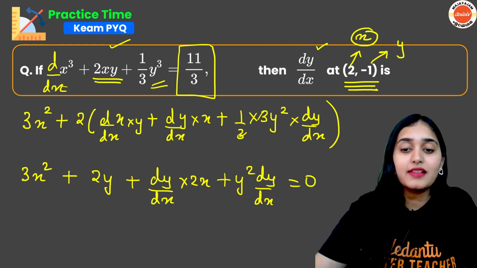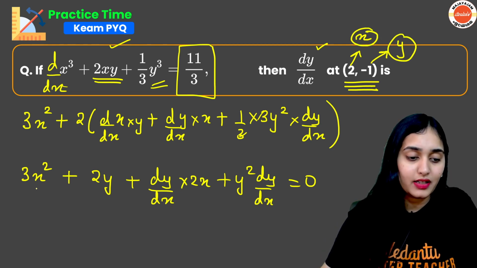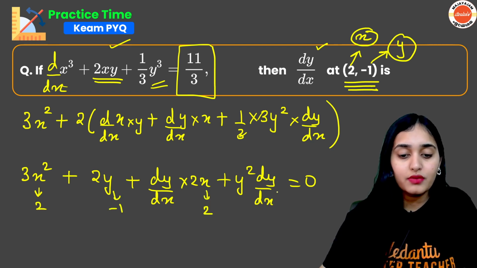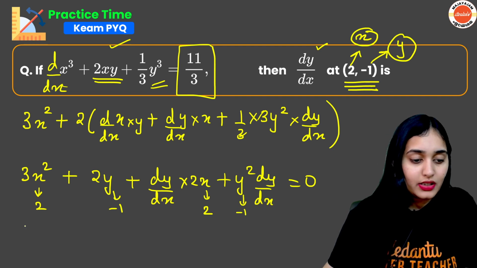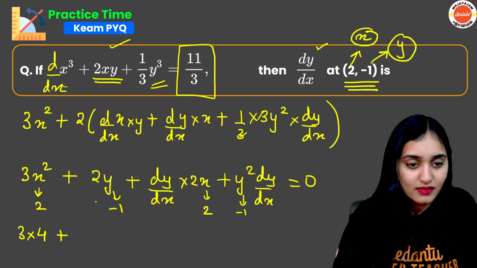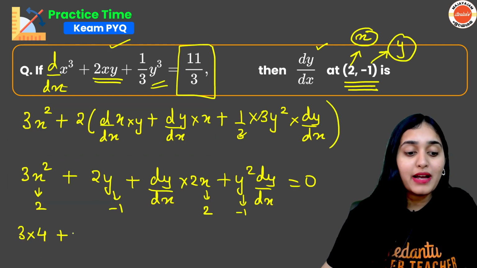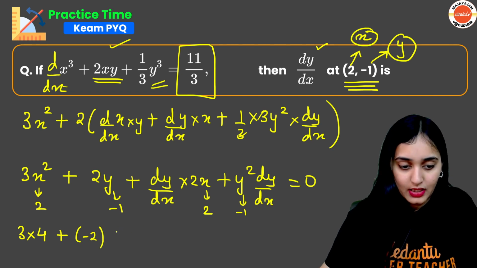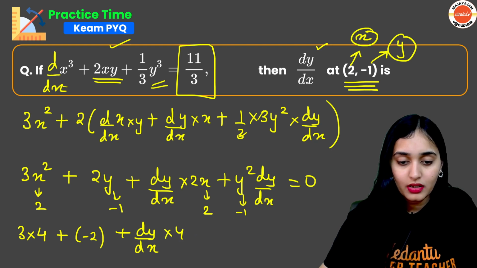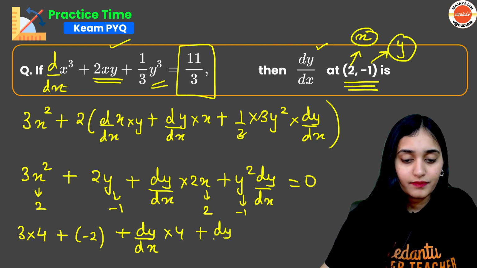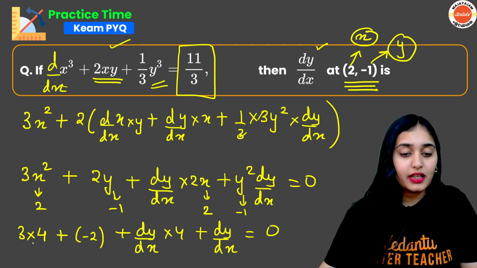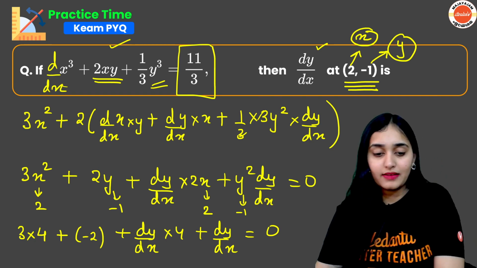Now just put x is equal to 2, y is equal to minus 1. X is equal to 2, y will be minus 1. So this is 3 into 2 2s are 4, then it is 2 into minus 1, minus 2, plus dy by dx into 2 2s are 4, minus 1 square is 1, equals 0. So we have here 4 3s are 12, 12 minus 2 is 10.